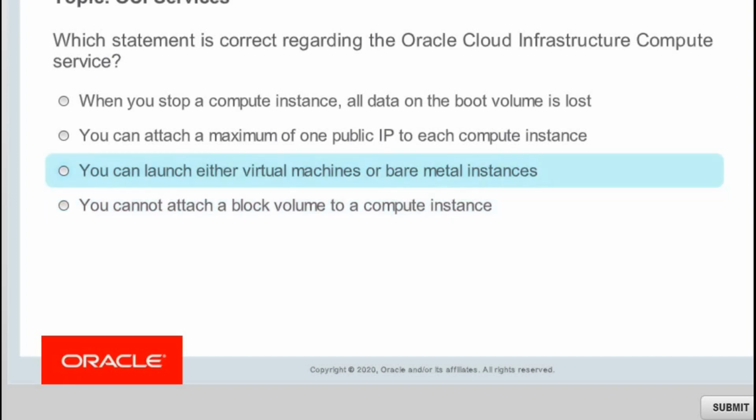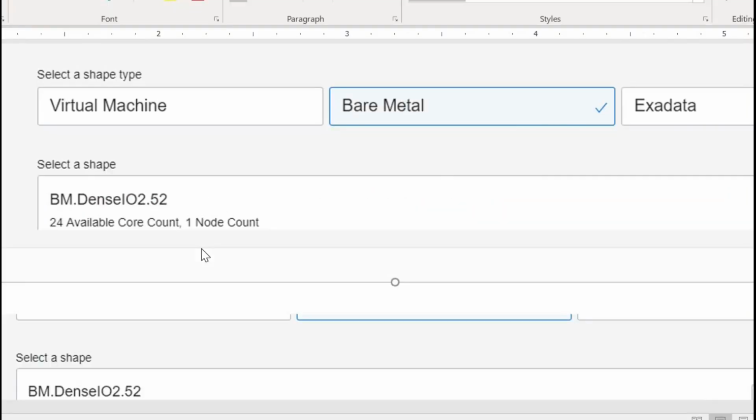So let me show you. You can see I'm trying to deploy an instance and I have a checkbox. Either I can choose virtual machine or I can choose bare metal or Exadata. That is for database. If you go with any simple Linux machine, you get only two options: virtual machine or bare metal. You can't have both checkboxes selected at the same time. So that is the mandatory thing, to choose only one.